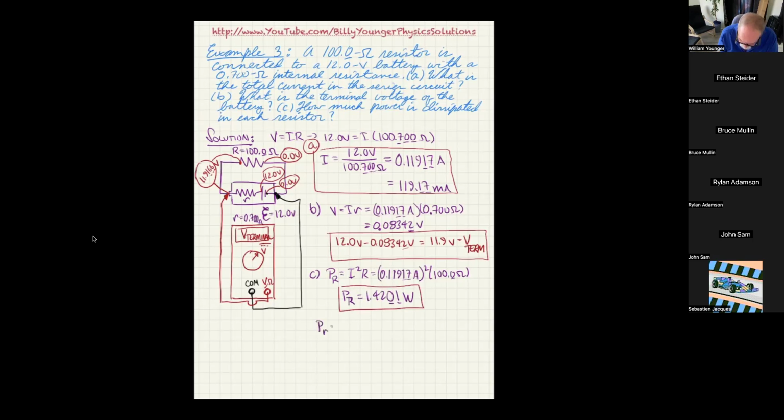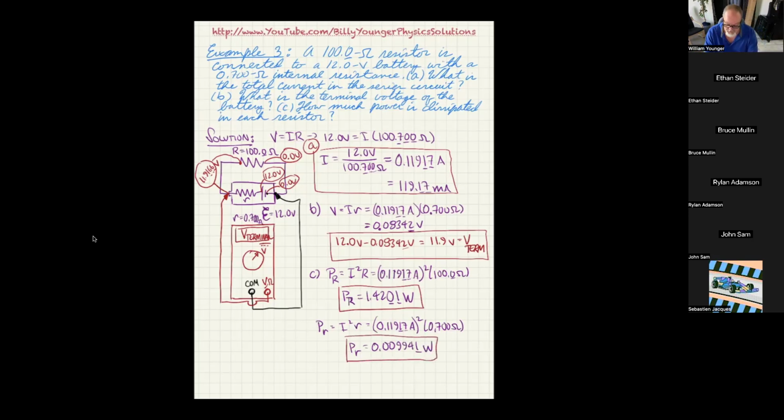Similarly, P sub little r is going to equal I squared times little r. So again, that's going to be 0.11917 amps squared times 0.700 ohms. So P sub little r is going to be 0.009941 watts. And that's going to be the power dissipated by the internal resistance. Any questions on that?